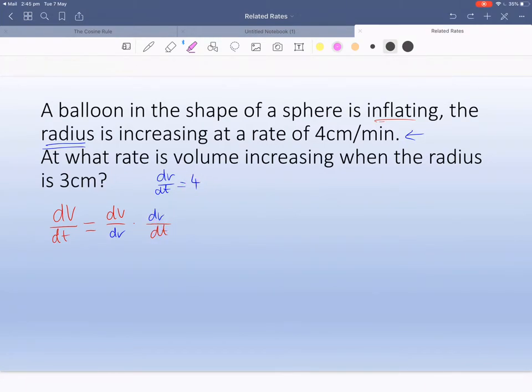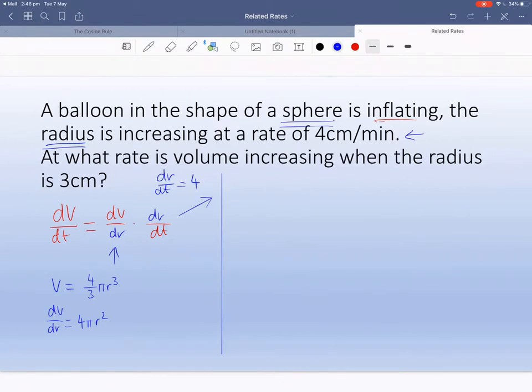But we need to find something in terms of dV/dr. Well, I know that V equals 4/3 pi r cubed, because that is the volume of a sphere. And if I differentiate that with respect to r, I can get dV/dr. So let's do that. dV/dr equals 4 pi r squared. Now this is really good because now I can have something in terms of dV/dt.